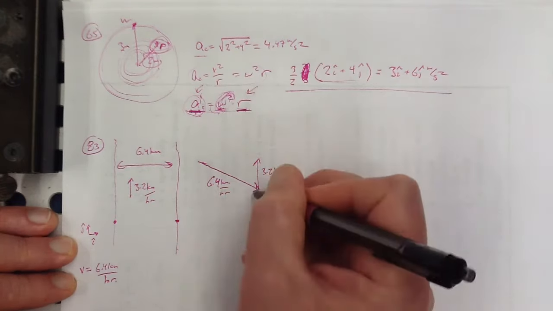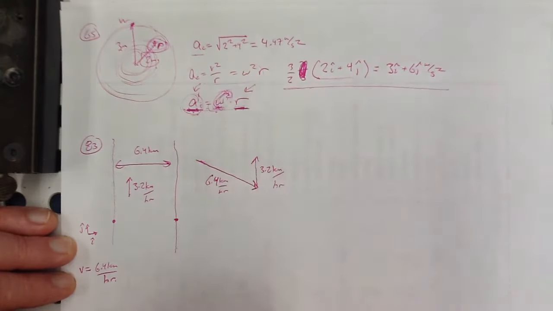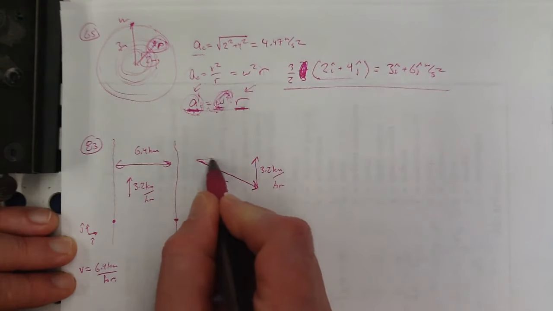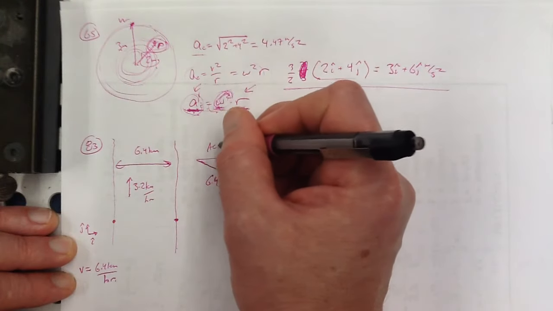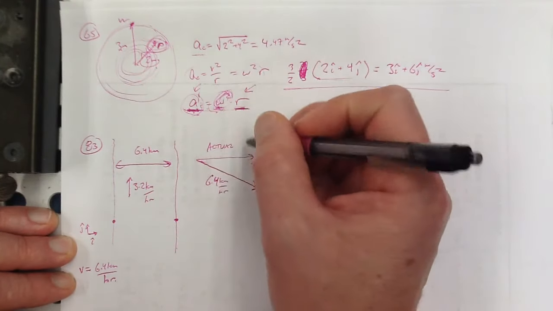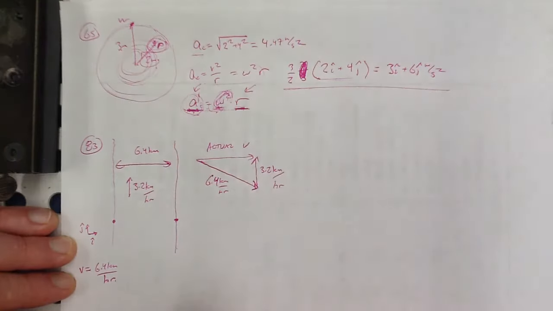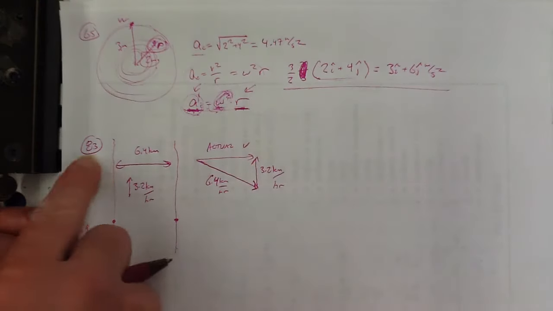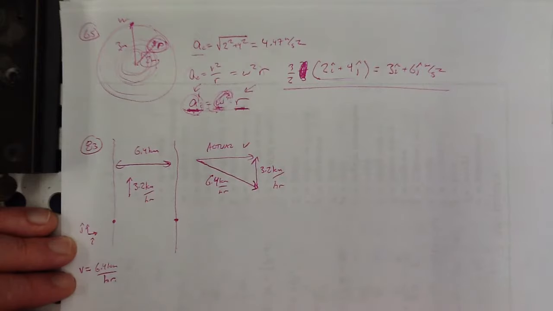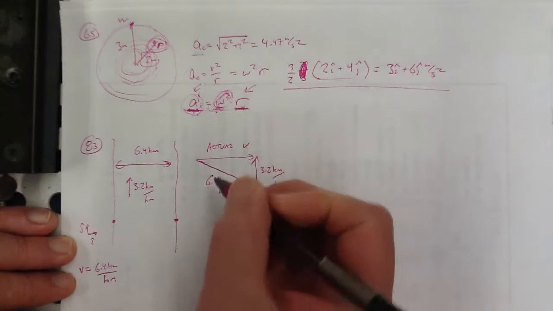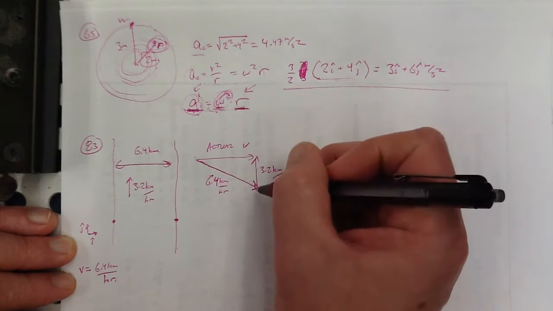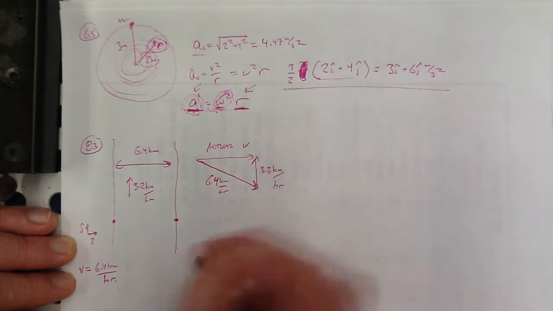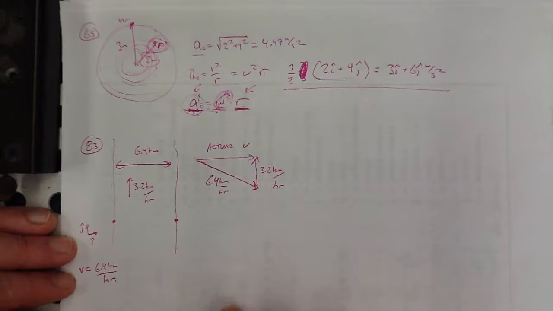And the sum of those two vectors, this and this, will result in her actual velocity, right? According to somebody who's standing on the shore. So if she wants to end up straight across, she's got to row into the current a little bit so that she ends up going straight across, if that is her desire.